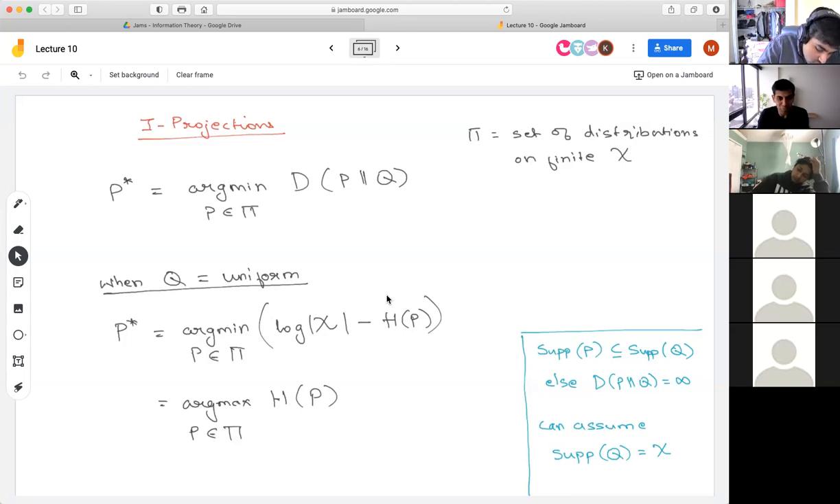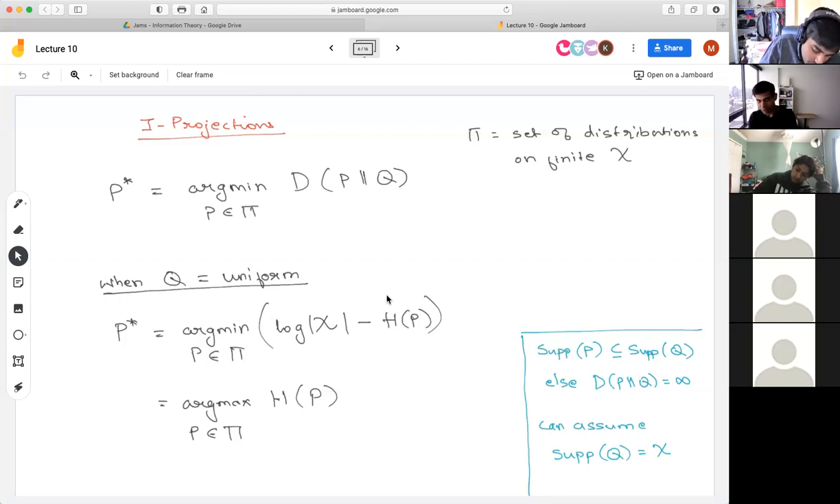And it also has another useful special case. So when Q is uniform, as you saw in homework 1, the KL divergence is nothing but log of the size of the universe minus the entropy of P. So minimizing the KL divergence or maximizing the entropy over the set pi are the same thing. So finding a maximum entropy distribution, at least for finite spaces script X, is a special case of minimizing the KL divergence. And both of these operations come up in a lot of settings.